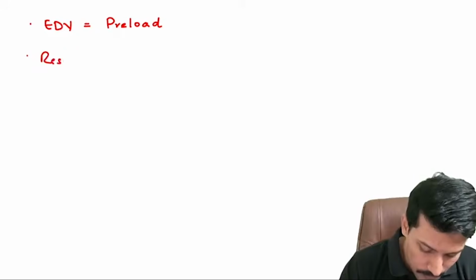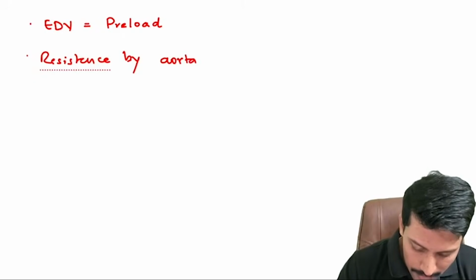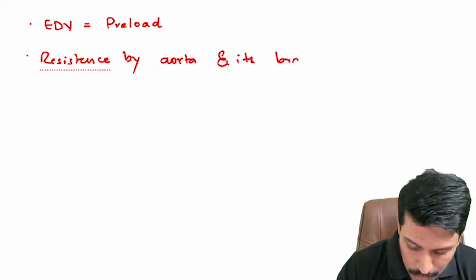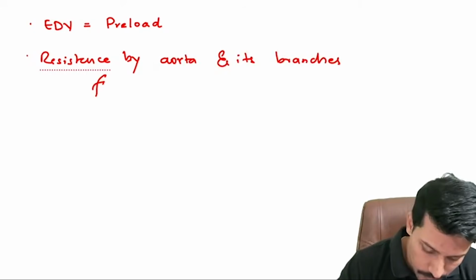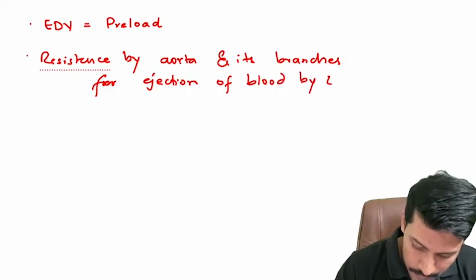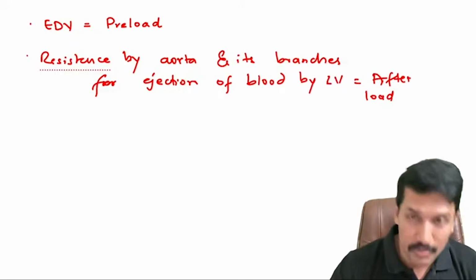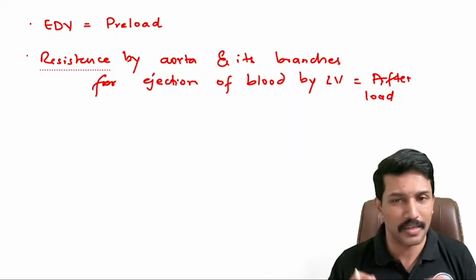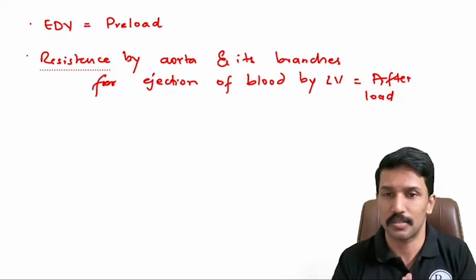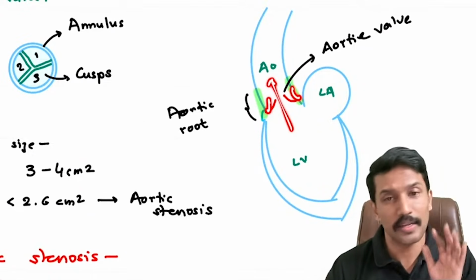Second, resistance by the aorta and its branches for ejection of blood by the left ventricle, we will call that afterload. Now, in normal circumstances, the aortic valve opens completely. It is not contributing to this resistance. Only resistance comes from the aorta. This valve completely opens, so any resistance that comes, it only comes from the aorta.